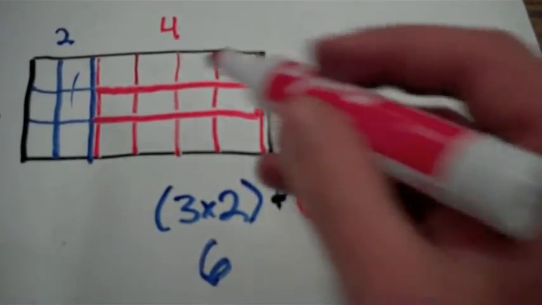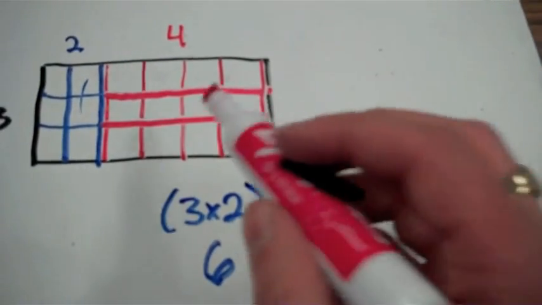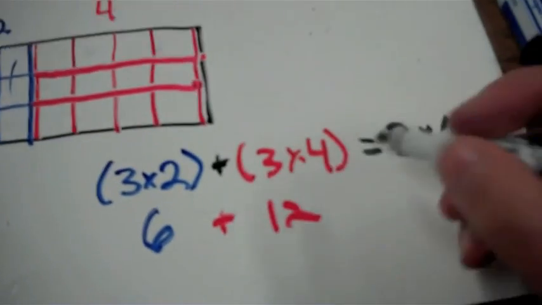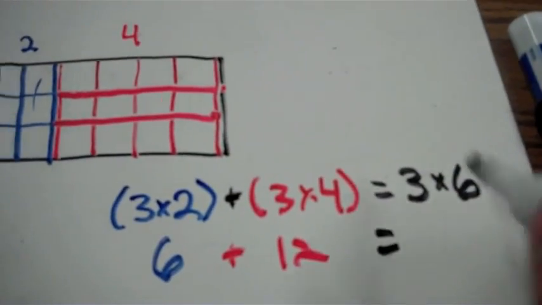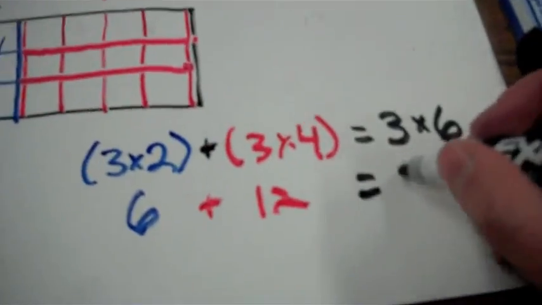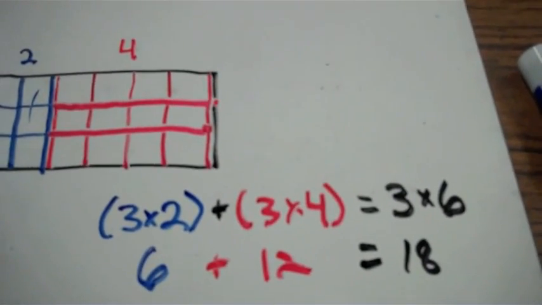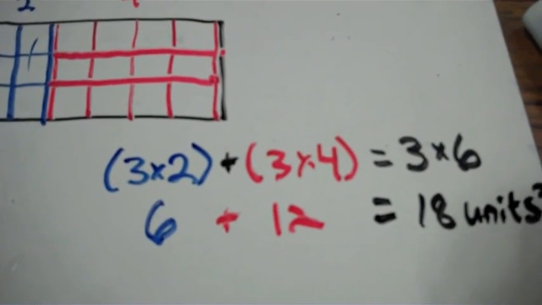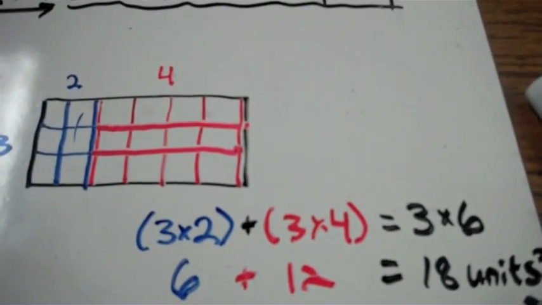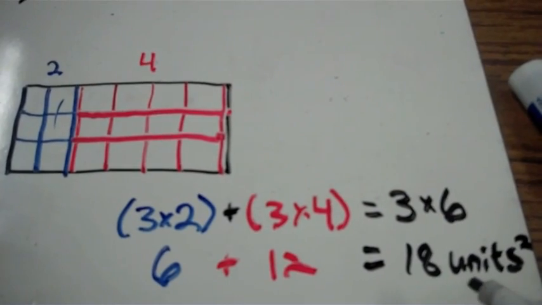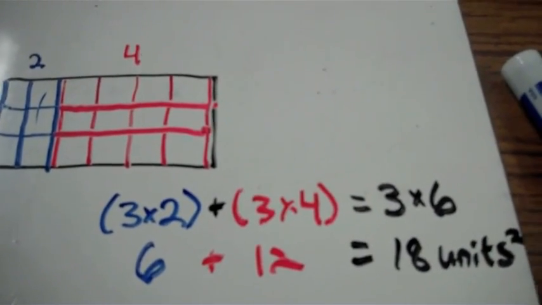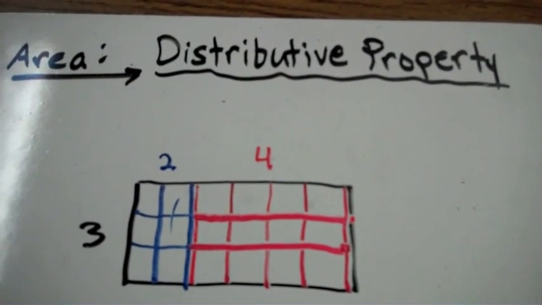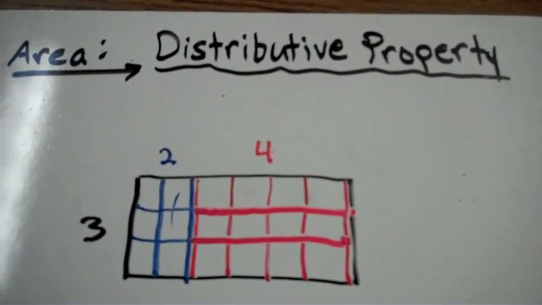3 times 4 equals 12. Sure enough, you're going to find 12 unit squares in there. And 3 times 6 equals 18. We forgot to write our units. Square units. Whenever you're looking for area, you always write square units or whatever unit you're working with. So I hope that helped learning about the distributive property and helping you see what area really means.